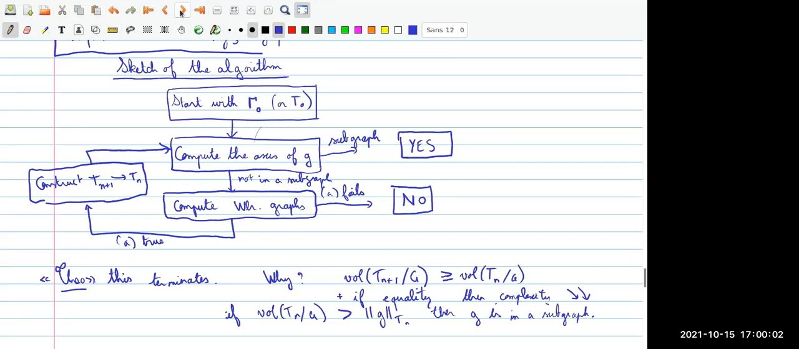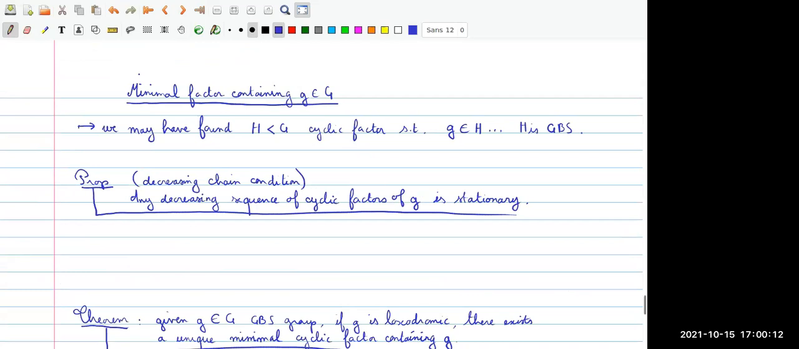So I see I'm nearly out of time. Now the last thing I want to say is that you can keep doing that. Given a group G and an element in it, with the algorithm we find a cyclic factor H containing the element, and H is also a generalized Baumslag-Solitar group. So you can do the algorithm again with the group H, and maybe you will find a smaller cyclic factor which contains it.